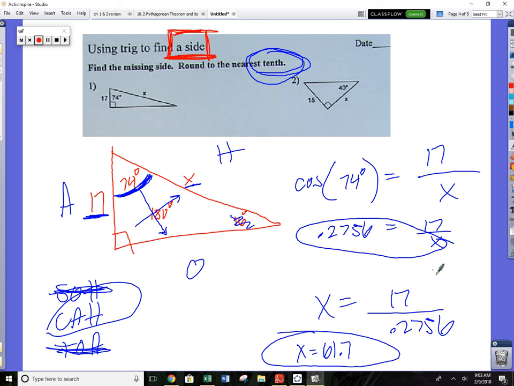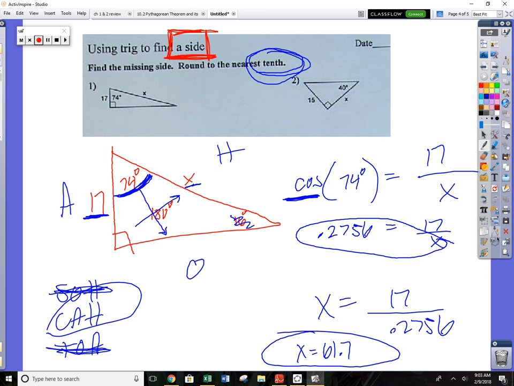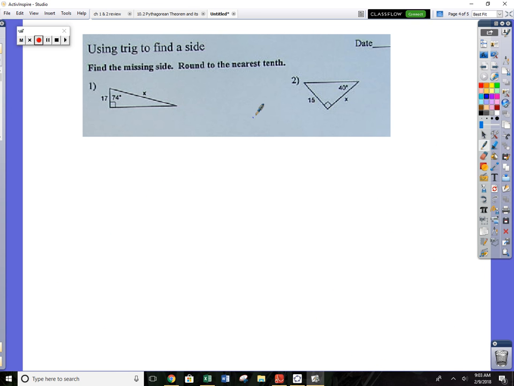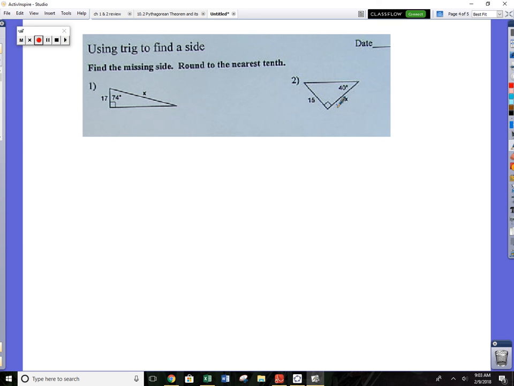So your work, this is what I got to see. I definitely got to see what trig you're using. And then once you get it set up, it's all algebra. So let's look at number 2. Let's do 2 together. Okay, 2. They give you the 90. Mark it up. Go across from the 90. That's the hypotenuse. Let's use the angle 40. If we use 40, go across from the 40. That's the opposite. And this one's the adjacent.